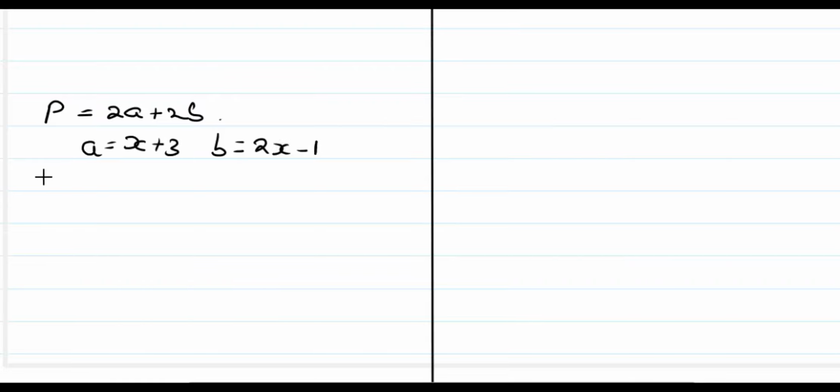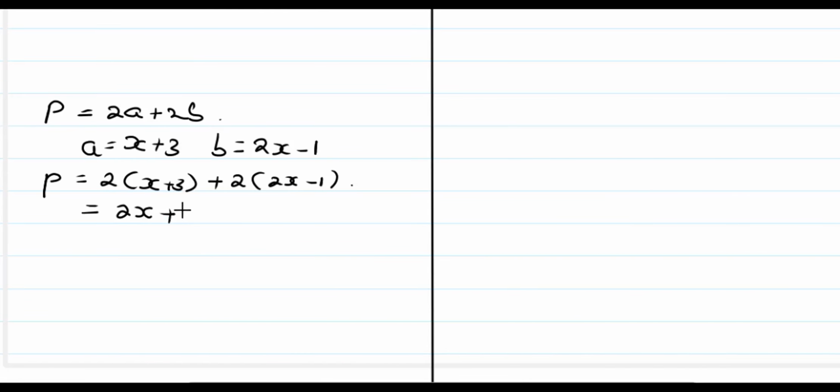So perimeter P now will be equal to 2 into A, but A is x plus 3, then plus 2 into B, but B is 2x minus 1. So now it becomes 2 multiplied by x, which is 2x, then plus 2 multiplied by this 3, which is 6, then plus 2 multiplied by this 2x, which is 4x, then again 2 multiplied by negative 1, which is minus 2.